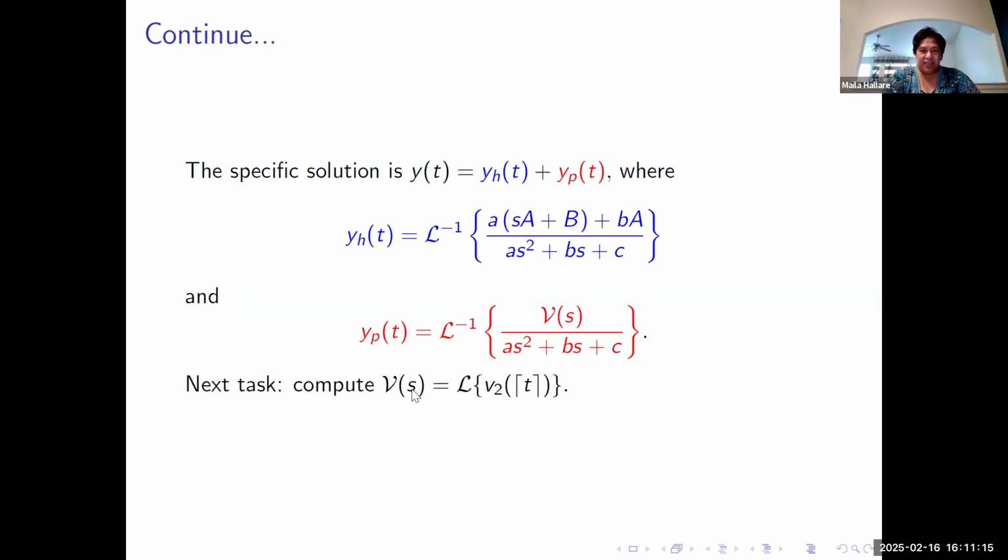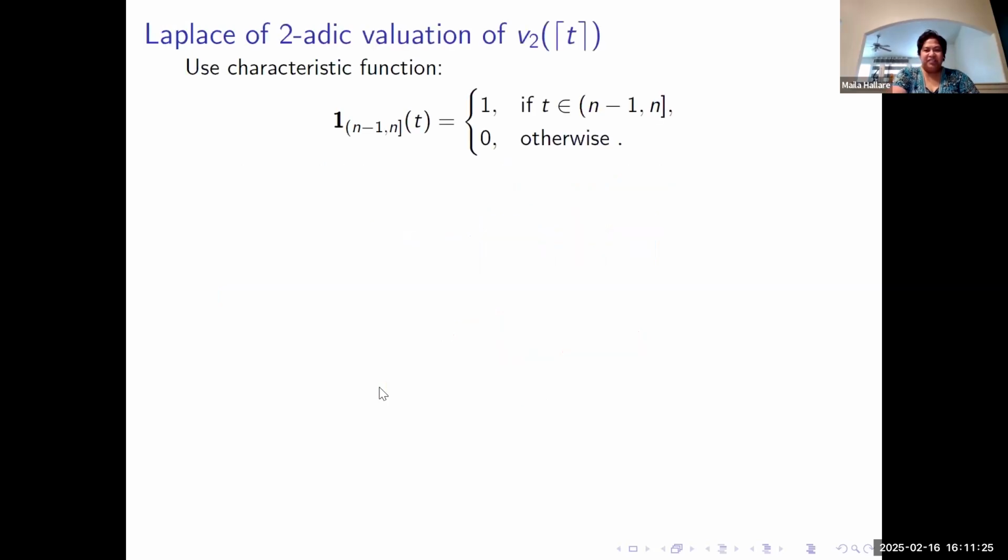So the V of s here, I'm using the standard notation that the Laplace of the lowercase is equal to the uppercase with s as our transformed variable. I have some students, I think, in the audience, so I will go a little bit slow here so that you can understand. This one would be a little bit of real analysis, but it's not that bad. So how do we compute the Laplace of the 2-adic valuation of the ceiling of t?